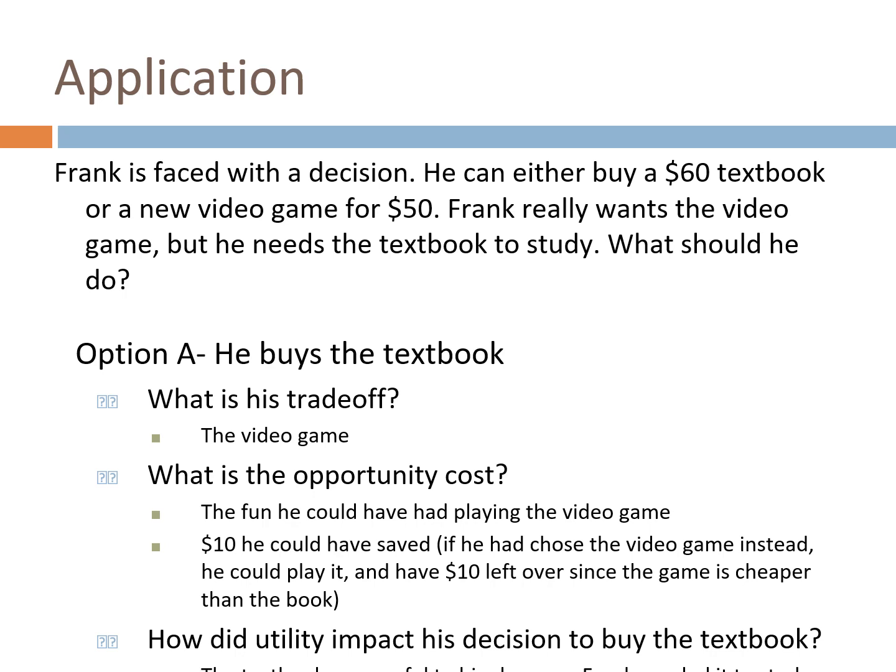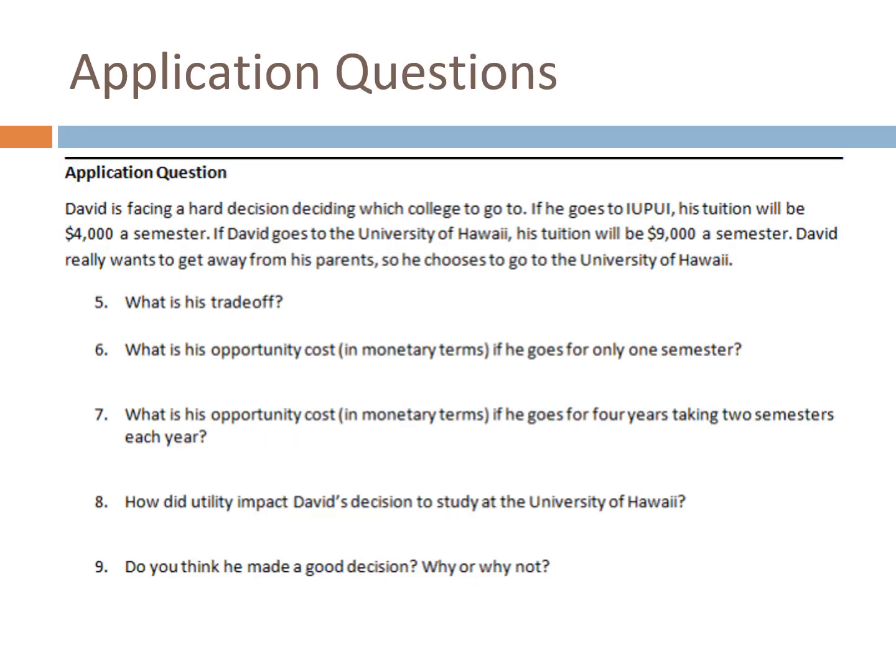And then the utility, you really can't see that because it's cut off. But the utility is basically, why did he choose the textbook? It's because he needed to study. So now you are going to do one about David, which we will discuss next time we meet, probably this afternoon, and see what you got on it.